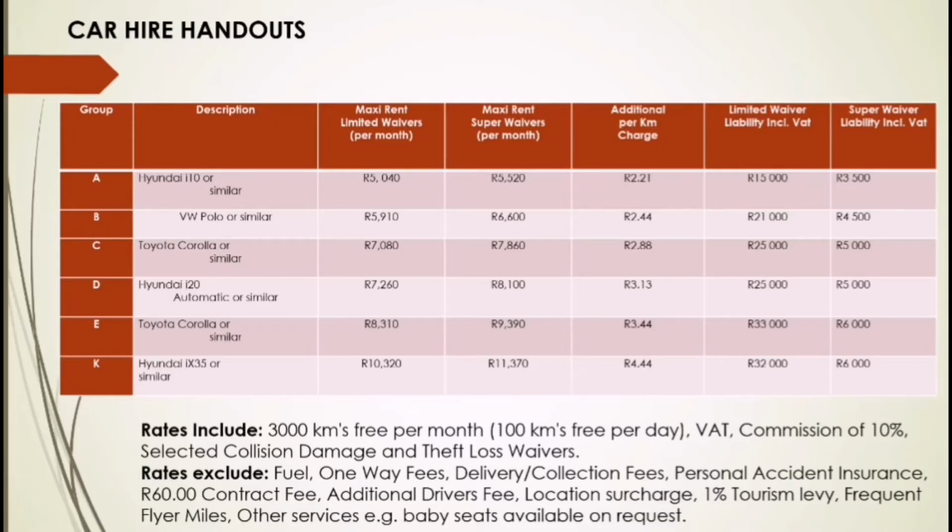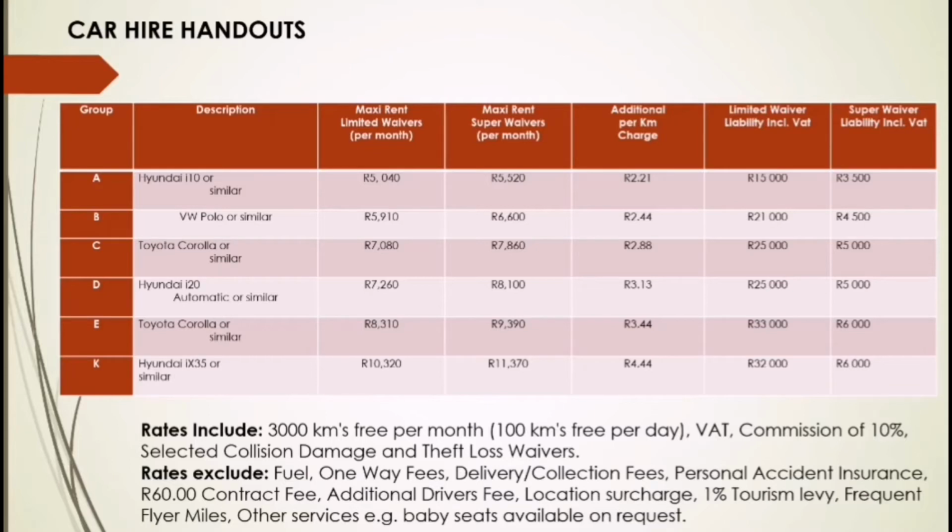So some companies will show you straightforward the way this template is given to you, but some companies won't. They will just tell you in percentages, saying, for example, for limited waiver you are responsible for 90% of the damage, and for the super waiver you are responsible for 10% of whatever the damage amounts to.